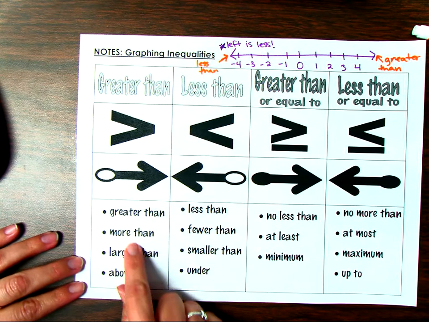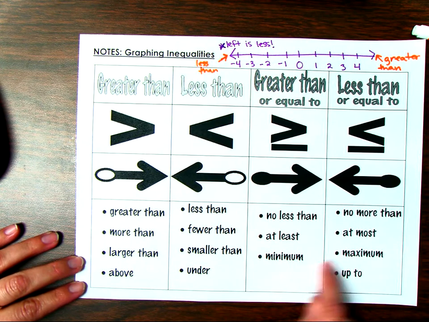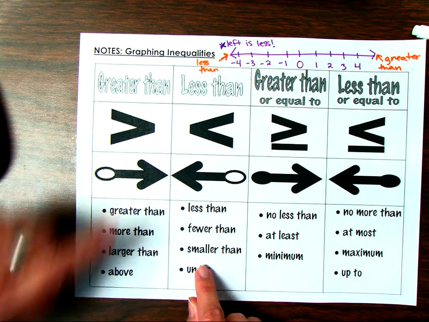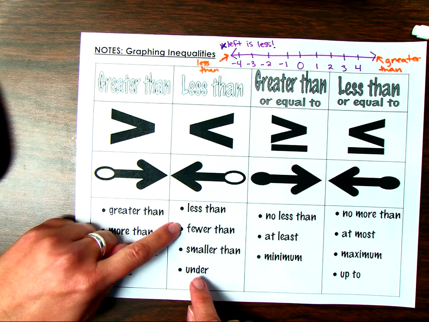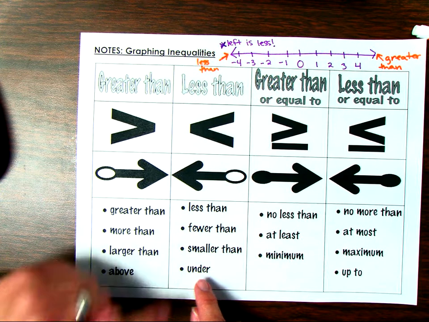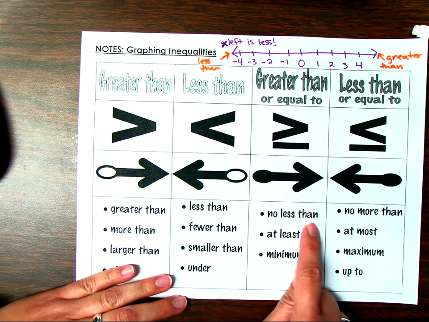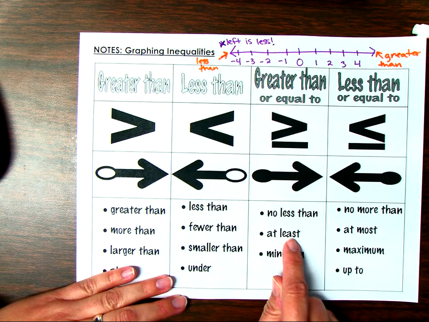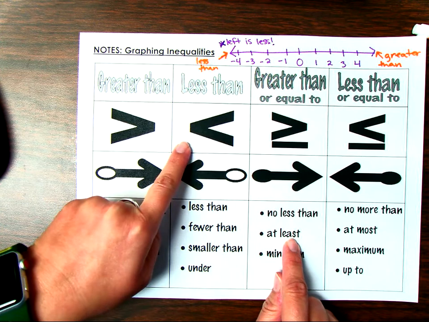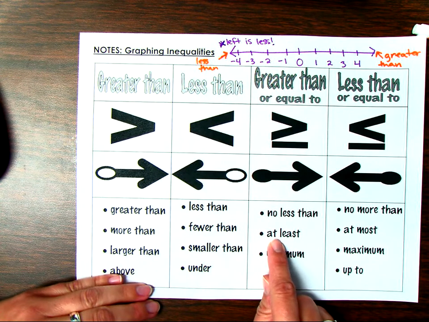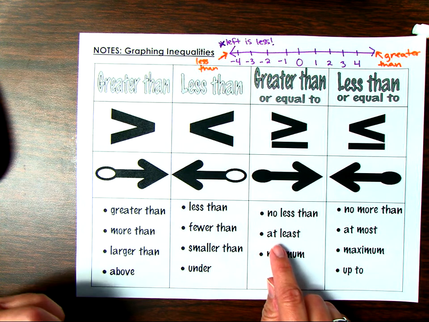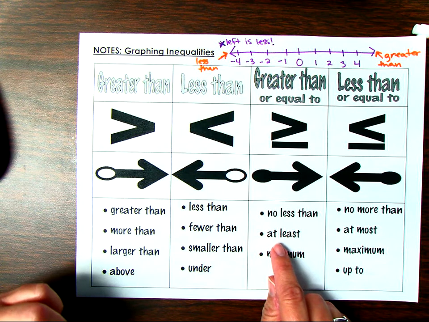When we have verbal phrases in a word problem, these are some key phrases. For greater than: more than, larger than, or above. For less than: less than, fewer than, smaller than, or under. For greater than or equal to: no less than, at least, and minimum. This is the one that confuses a lot of students because they think of the word least and want to say less than. But if it's at least, it could be that amount or more. For example, if you had to answer at least 5 out of 8 questions, you could answer all 8, but the minimum you have to do is 5.